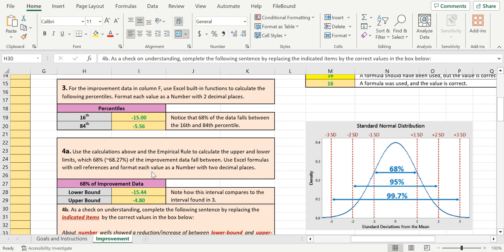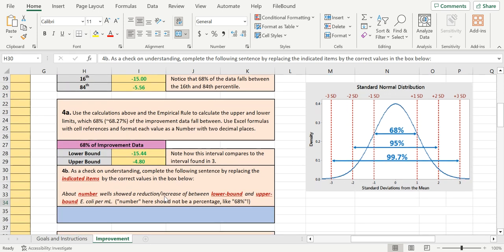Okay, so what these bounds are telling us, that negative 15.44 and that negative 4.80 that I got, is that 68% of my data should be centered in between those 2 improvement values. So I could say that I expect 68% of the wells to see an improvement between negative 15.44 and negative 4.80. They should have the E. coli reducing by 15.44 to 4.8 E. coli. That's what we're talking about.